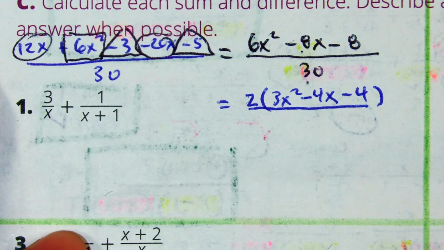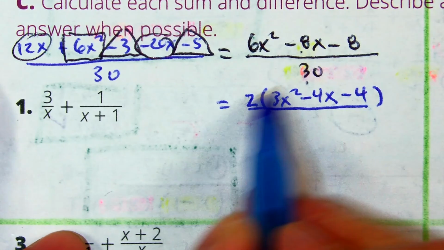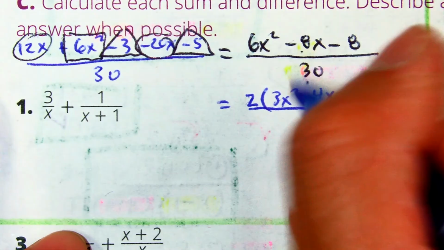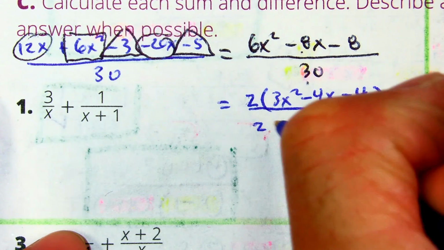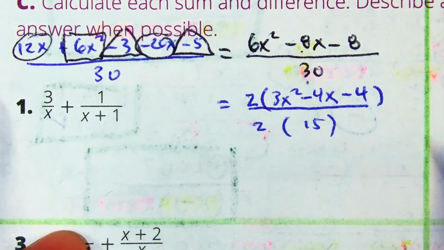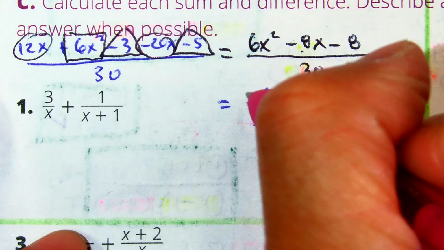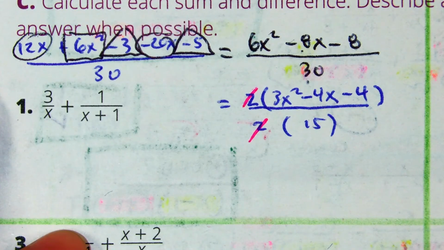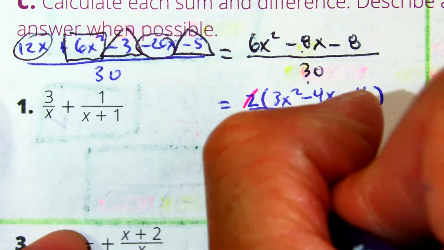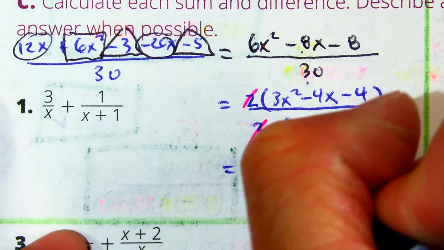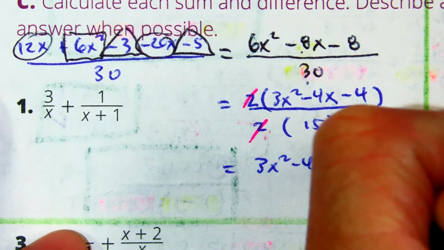And then 30, here's your hint. The factors of 30 are what? 2 and 15, right? My 2's will cancel here, because 2 divided by 2 is 1. And then this is our answer. 3x squared minus 4x minus 4 all over 15.